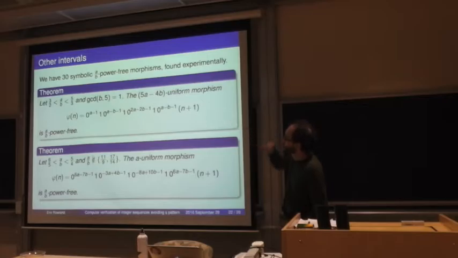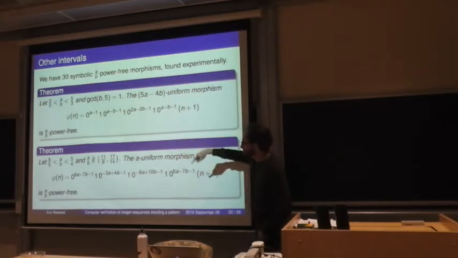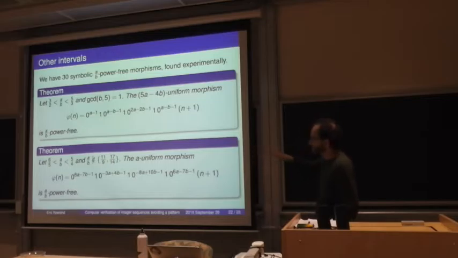And in the end we found 30 symbolic morphisms, with parameters in A and B. So these theorems are just that these are A over B power free morphisms. Not all of the transients are sort of another issue. But showing that morphisms are A over B power free, we were able to do completely automatically.